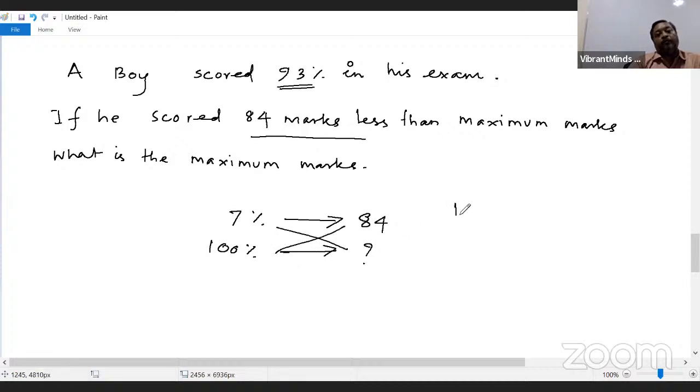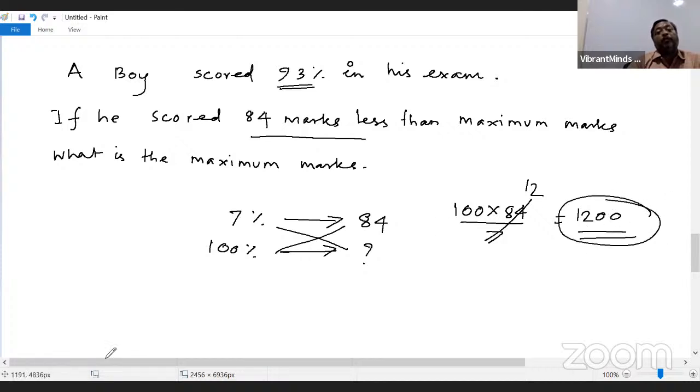Cross multiply. 100 into 84 by 7. So maximum marks is what? 1200. If someone says, what is the 93%? How much marks he has scored out of total? So what we will write is 1200 into 93 upon 100. That is 93 12s. And 12 3s is 36. Carry forward is 3. 12 9s 108. And so out of 1200, he has scored 1116.